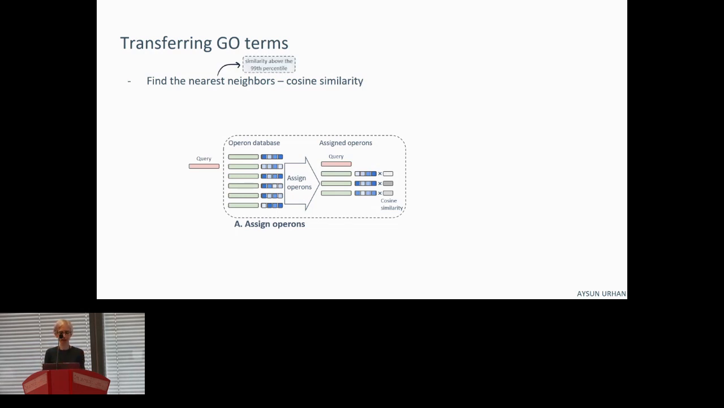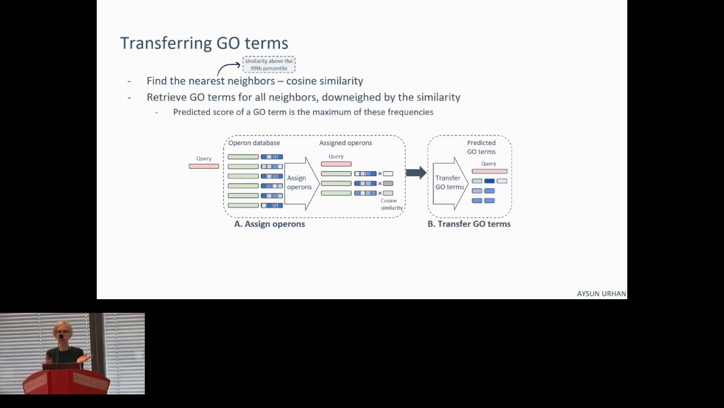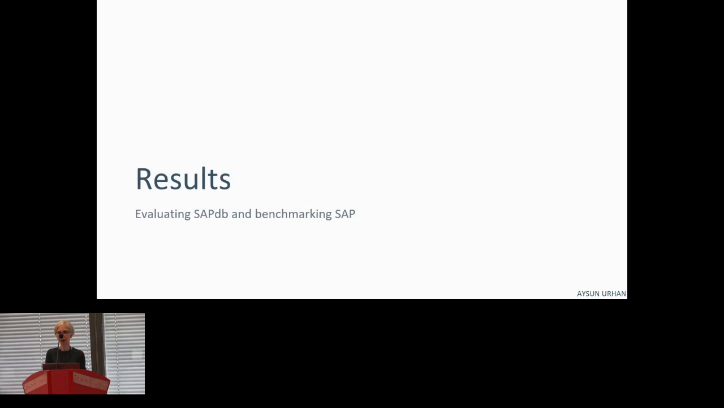Because I have this collection of operons, I just find the nearest neighbor operons just using cosine similarity. I retain only the top 1% of the most similar operons. And from those, I just weigh down their Go term frequency, and I transfer those Go terms to the query point, and that becomes the predicted function. I quickly glanced over that part, but I'm hoping that was clear.